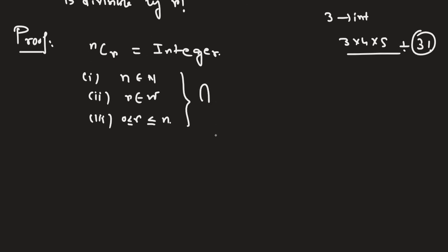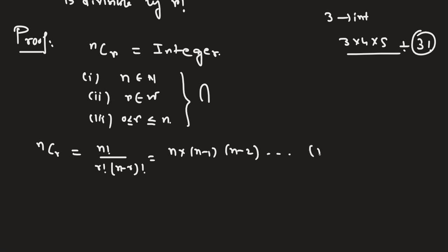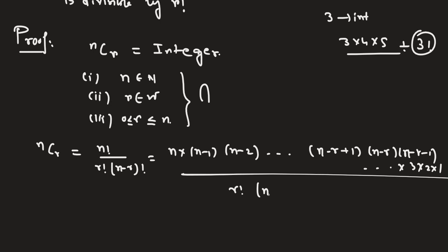So now nCr we can write as n factorial by r factorial into n minus r factorial. n factorial is what? n into n minus 1, n minus 2. In this way, if I am taking r places, it will be n minus r plus 1, then n minus r, then n minus r minus 1, and finally 3, 2 and 1. In the lower part, what we have? r factorial and n minus r factorial. This whole part is an integer. So now from here, n down to n minus r plus 1, these are the product of r consecutive integers.